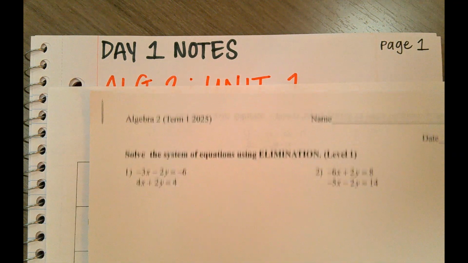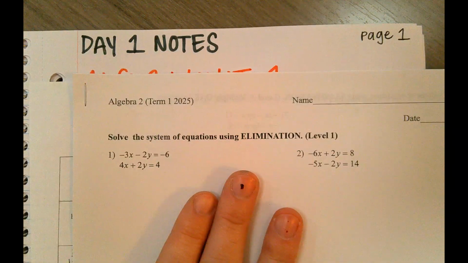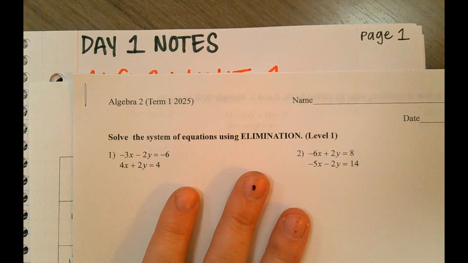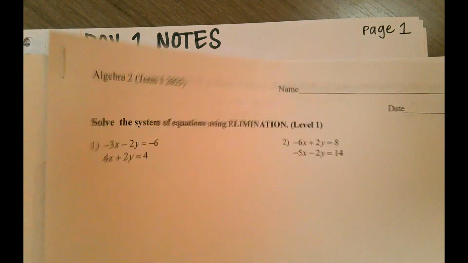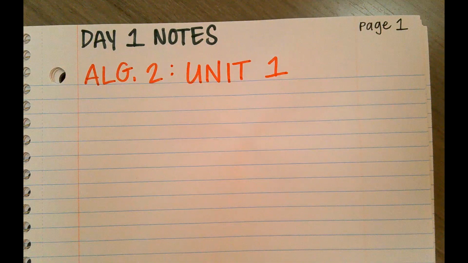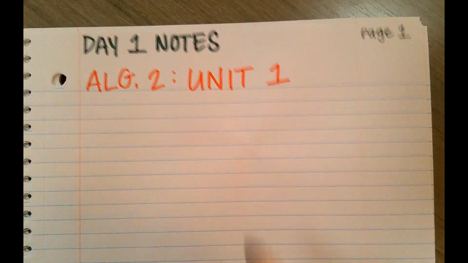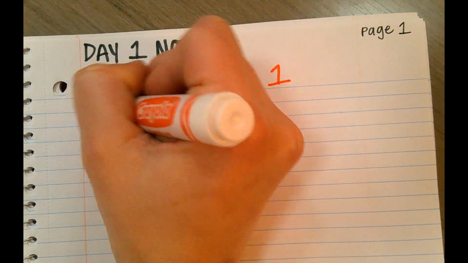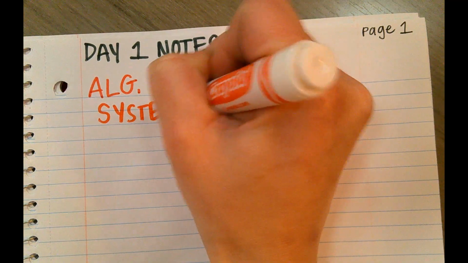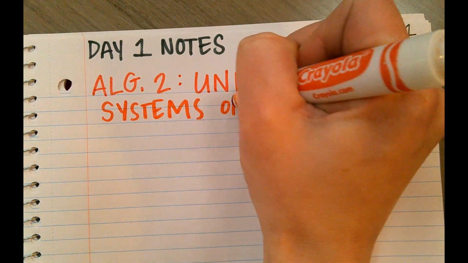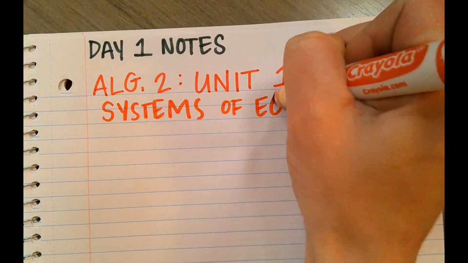And then this is the worksheet that will go along with our notes today. So we're going to be doing a lot of this together. I'm going to put that to the side, and we're going to give our unit a title. So Unit 1 is all about systems of equations.